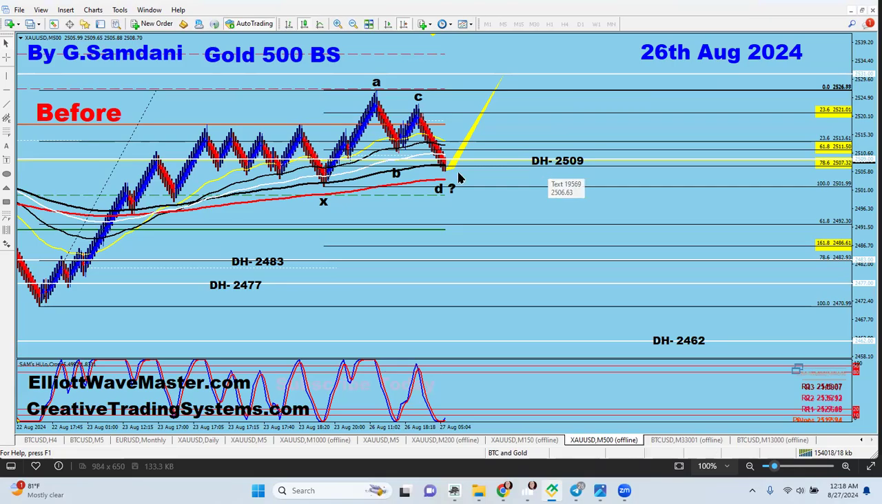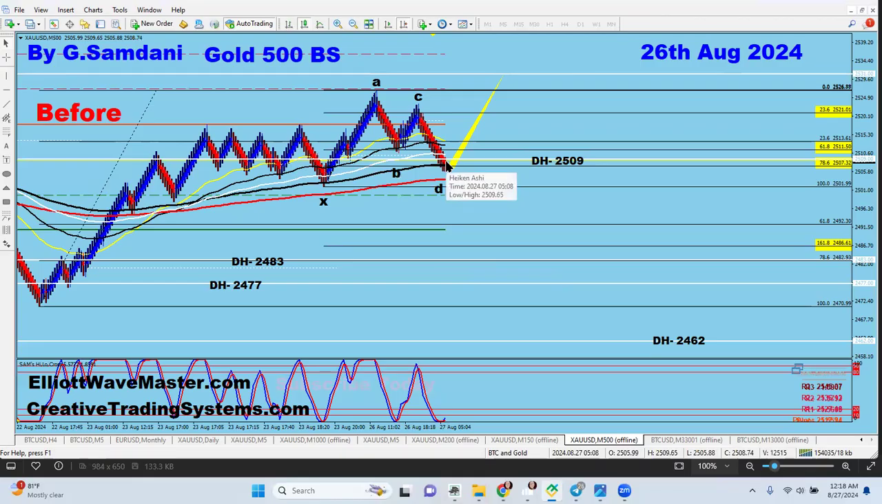But if not, if we drop, we test this number and then start to drop, then we are coming down to at least this number, 2483, or maybe lower. Who knows, right? But I think that 2483 will stop, or just below that. Well, it is 78%, right? So 161% is a little bit higher than that. So that's okay. When you have an SNR level and 78% fib, then the price will come here.